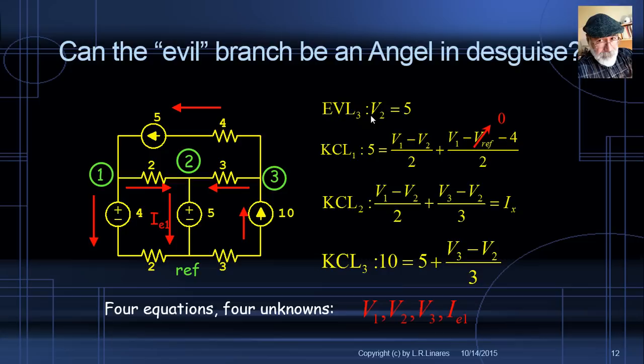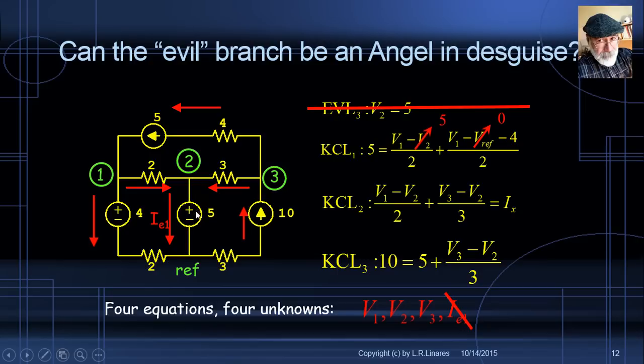Let's see. Suppose that we don't really care for the current in that branch. We don't need to compute I sub E1. If that is so, we don't need to write the evil equation at all, right? No I sub E1, no evil equation, one equation less.